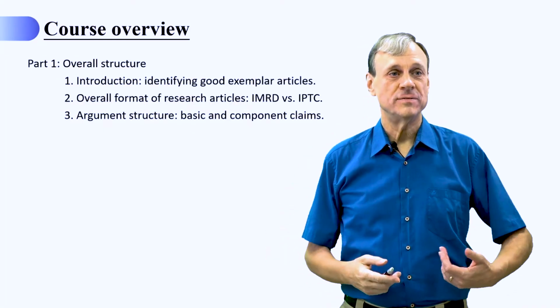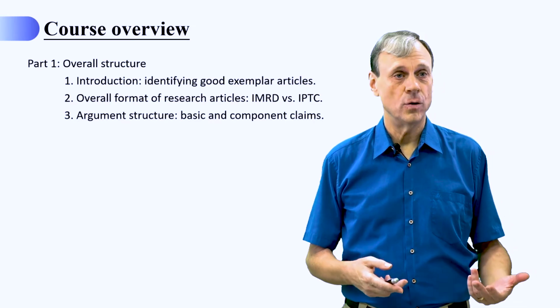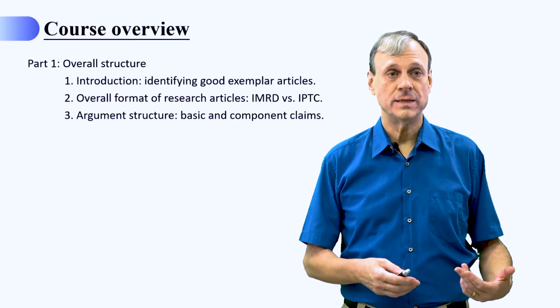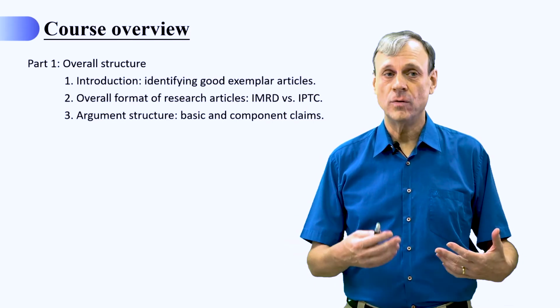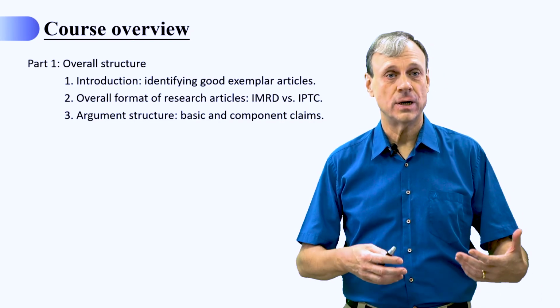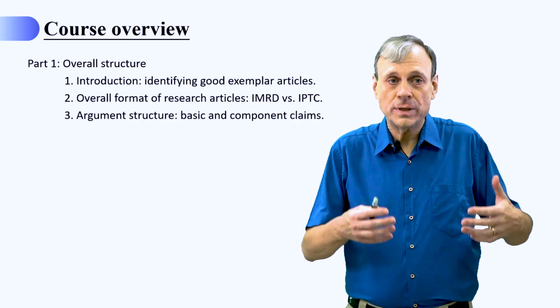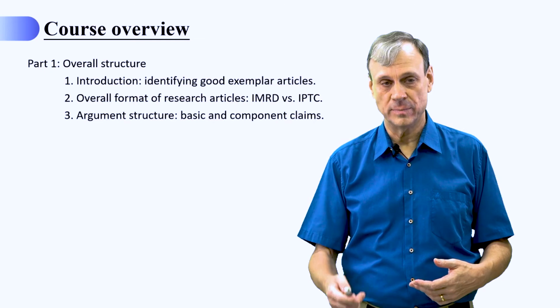This course is divided into 9 lessons. The first part will be looking at the overall structure of research articles. Again, as I said, in this first lesson, how to identify a good article to work with. Then we'll look at the overall format of research articles and see how engineering research articles differ from science research articles. And then we'll look at the argument structure and the idea of claims and component claims.